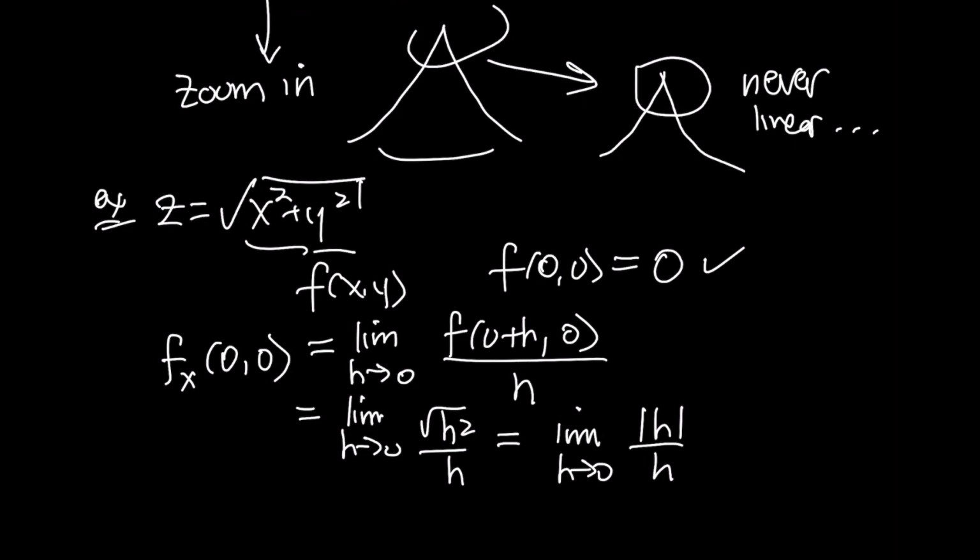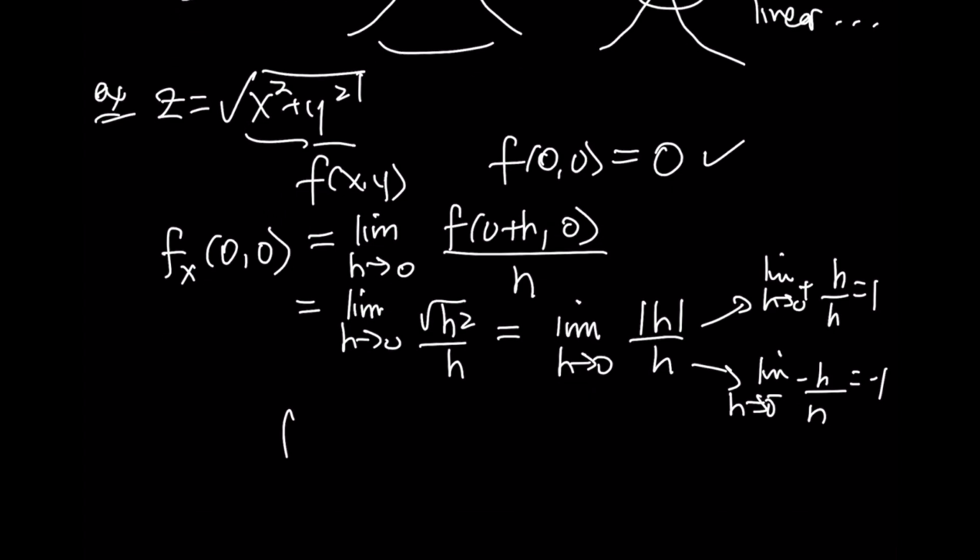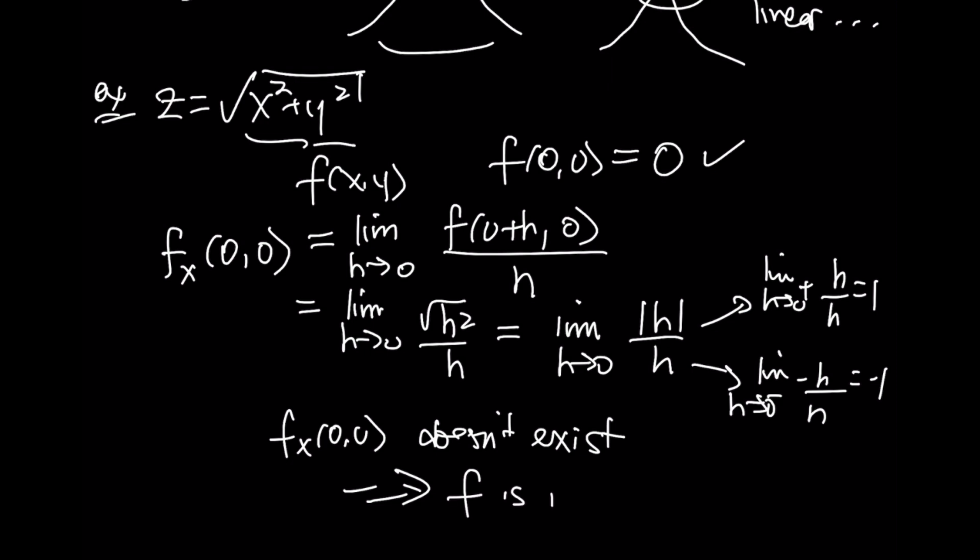If I'm approaching the limit from the positive side, this will give me a 1. But if I'm approaching the limit from the negative side, this will give me a negative 1. And so you can see that the partial derivative there doesn't exist. And that means then that the function is not differentiable at the point (0, 0).